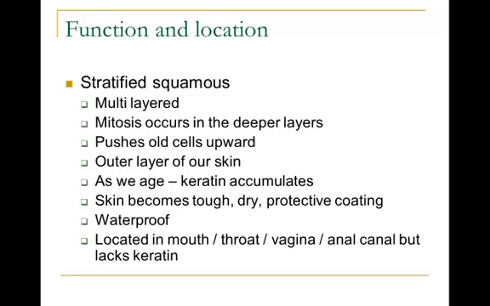Stratified is multi-layer. So what we have in terms of multi-layer, I think I'm going to go to the picture quite shortly. Lots of mitosis happens at the bottom, and that causes the cells to be pushed upwardly constantly. And the primary place we look at this is in our skin. It's also located in our mouth and throat and vagina and anal canal, but keratin is in our skin, okay? And that makes it tough and dry and gives our skin that tough waterproof coating. However, we don't find that in those other areas that we just spoke of.